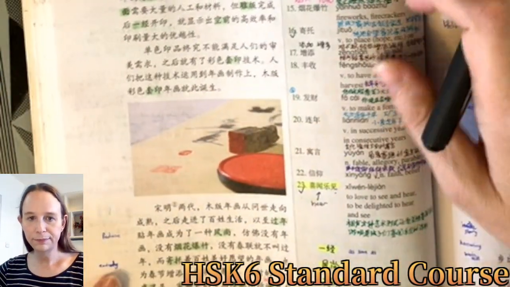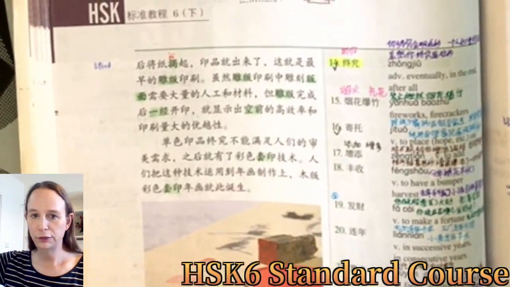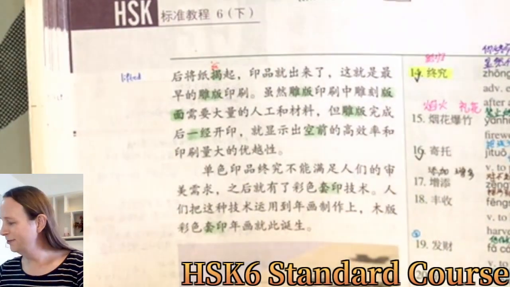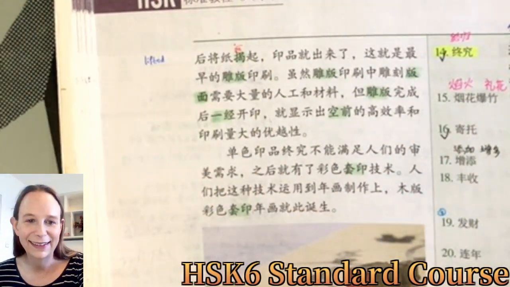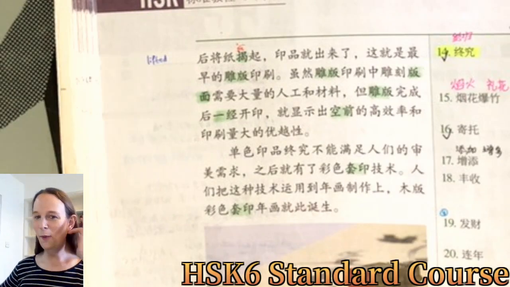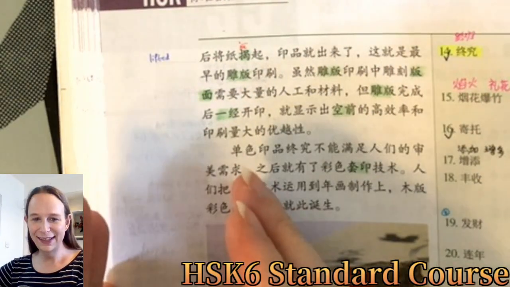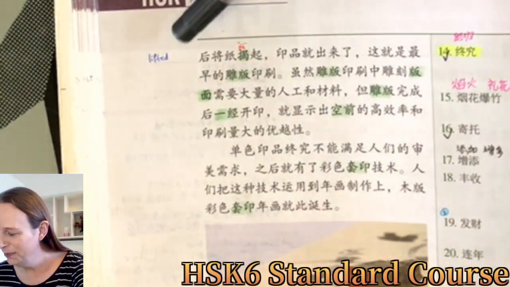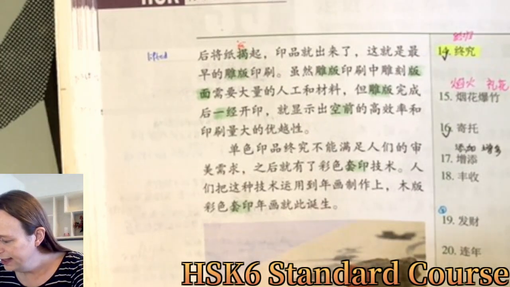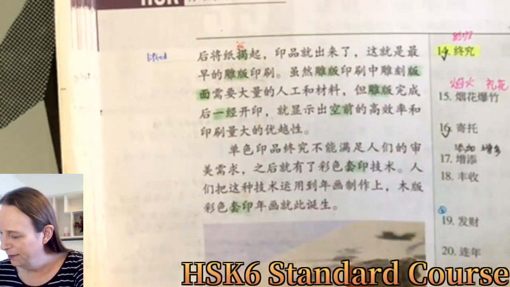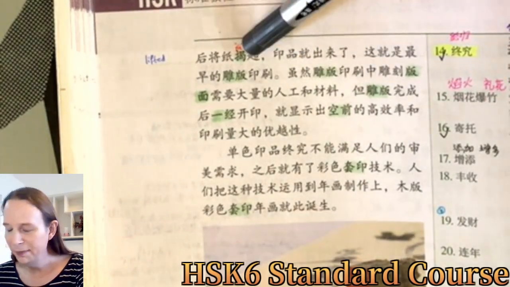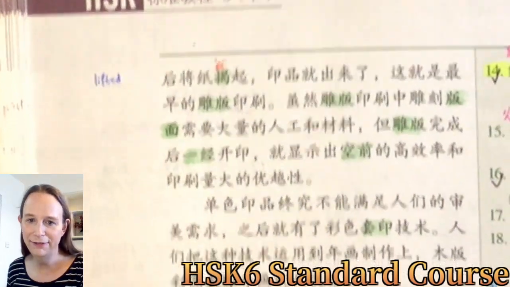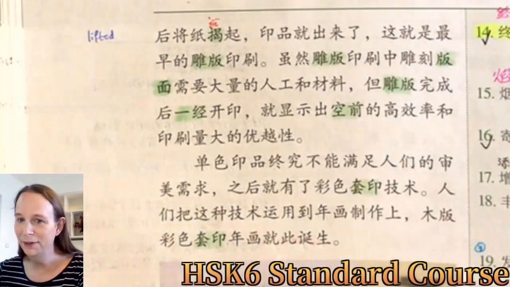最后. Sorry, it's really hard to get enough room, because the textbook is quite wide. If I'm reading one side of the textbook all the way to the other side, it can be quite a distance. 最后将纸揭起，印片就出来了。揭, I guess this means peel off or something like that.